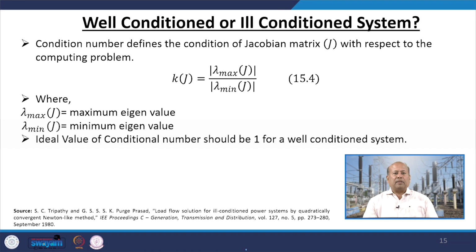Now, let us try to understand what is a well-conditioned or ill-conditioned system. The condition number defines the condition of the Jacobian matrix with respect to the computing problem, that is k of J, which is given by lambda max upon lambda min, where lambda max is the maximum eigenvalue and lambda min is the minimum eigenvalue. The ideal value of the condition number should be 1 for a well-conditioned system.